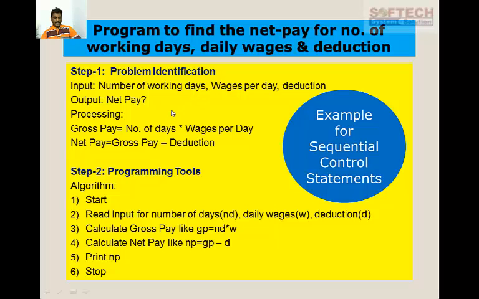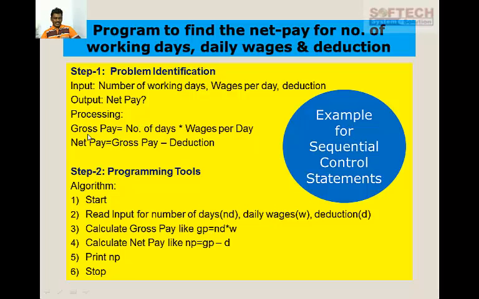We want to find the net pay for the given number of working days, daily wages and deductions. That is, we get input for number of working days, wages per day, and deduction. We want to give output, net pay. What is the deduction? Deduction means if the labor gets a loan or loan advance, we reduce that loan monthly. That is called deduction. If a labor gets a 10,000 loan, we reduce it by 1,000 rupees monthly. So there are 3 inputs: number of working days, wages per day, deduction. The output is net pay.